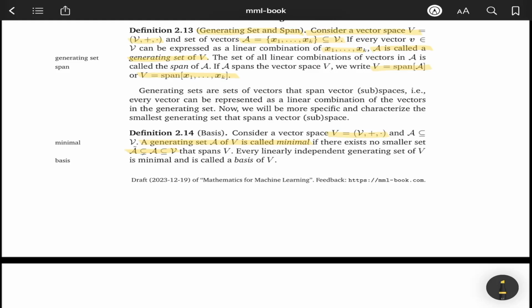Every linear independent generating set of V is minimal and is called a basis of V. So once we have found a minimal set which generates the vector space V, we call that minimal set a basis. That makes sense.